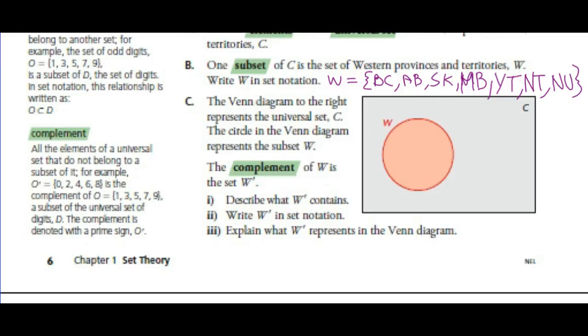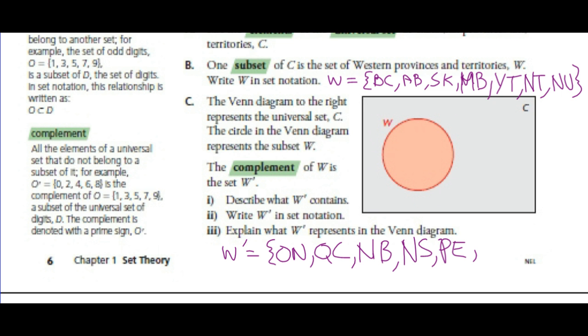Okay, so write W prime in set notation. So what's W prime? Ontario, Quebec, New Brunswick, Nova Scotia, PEI, Newfoundland and Labrador. Now what do you have? 1, 2, 3, 4, 5, 6. I think that's about it, eh?